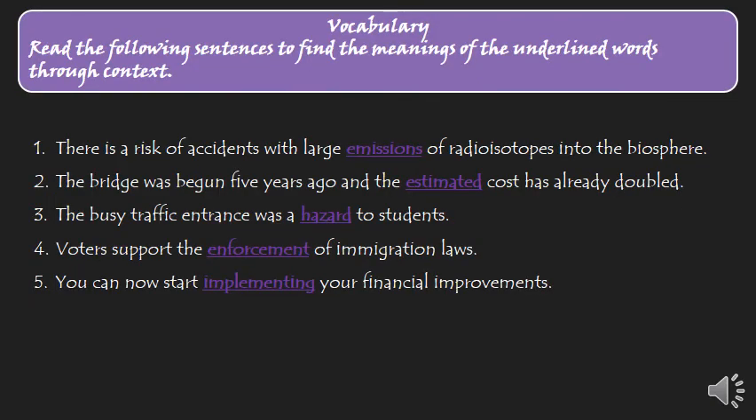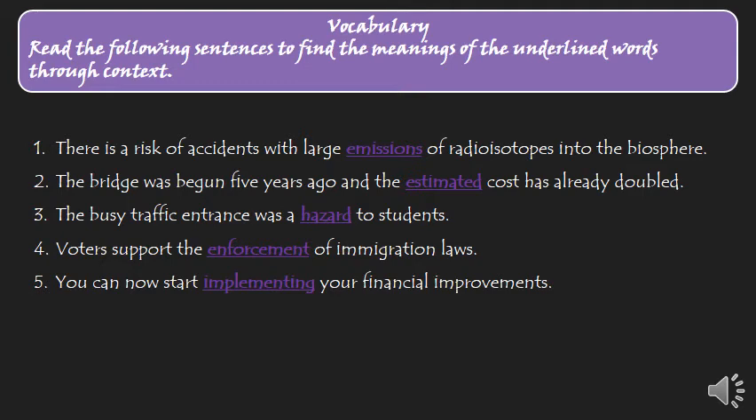Here, there are the vocabulary words. Let's read the sentences. There is a risk of accidents with large emissions of radioisotopes into the biosphere. Emissions are the gas or smoke that comes out of something. The bridge was begun 5 years ago, and the estimated cost has already doubled. When I say estimated cost, it means the thing that you've already planned for.